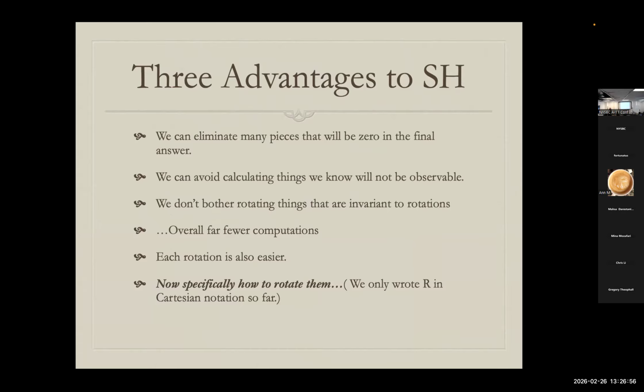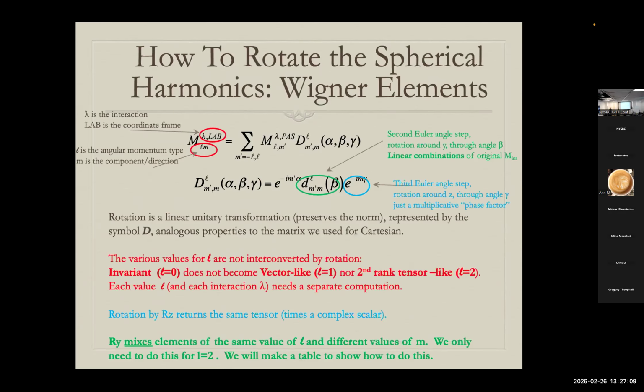Now, we like this. We can eliminate many pieces that will be 0 in the final answer. We can avoid calculating things that are not observable, and we don't bother rotating things that don't need to be rotated. And so let's go right to it. Any matrix, it could be T, it could be R, or it could be any other matrix.